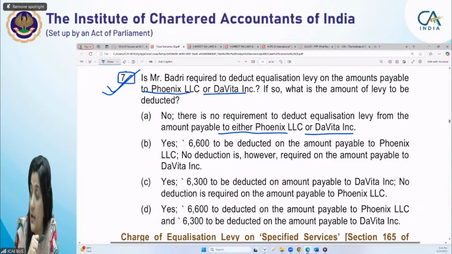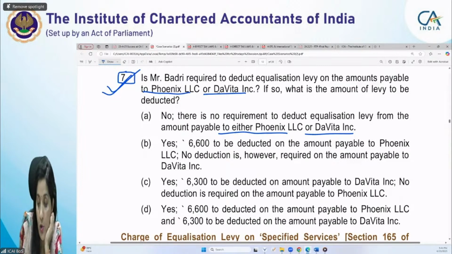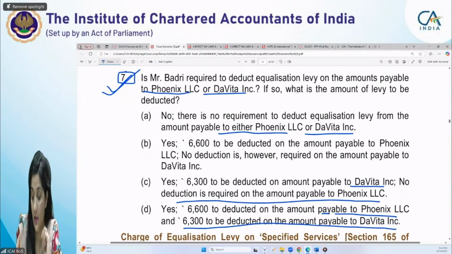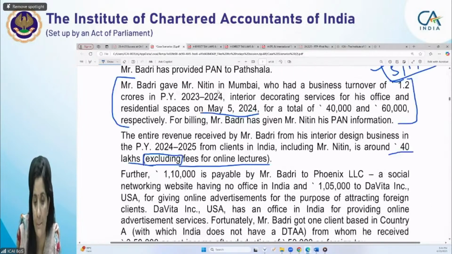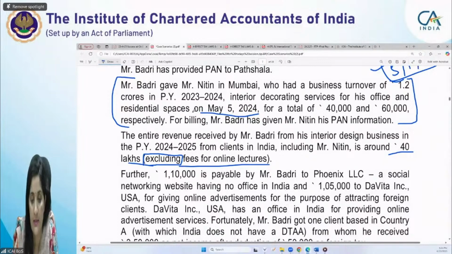Second is yes, 6,600 to be deducted on the amount payable to Phonics LLC. No deduction is however required on the amount payable to Devita Inc. Yes, I will show you. So yes, in the second portion, 6,300 to be deducted on the amount payable to Devita Inc. No deduction is required on the amount of Phonics LLC. Yes, 6,600 to be deducted on the amount payable to Phonics LLC and 6,300 to be deducted on the amount payable to Devita. अब आपको facts देखने ही पड़ेंगे. Without it, it's not possible to answer this question. ठीक है, facts को देख के we will answer this question. ठीक है. हाँ, what is the facts? Let's read these facts.